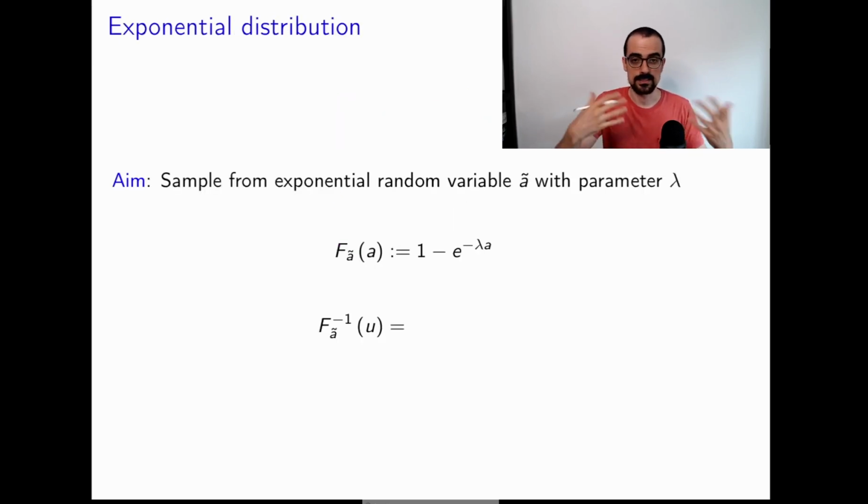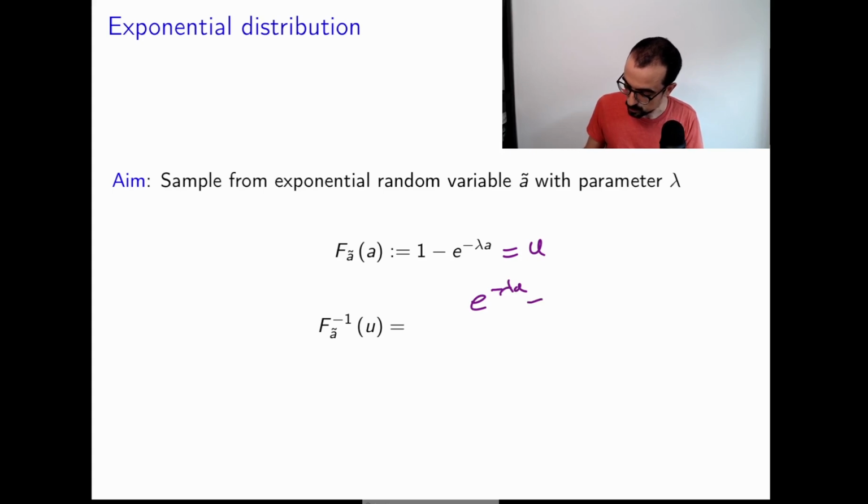Imagine that I have these uniform samples that I showed you at the beginning, and I want to generate an exponential with them, with parameter lambda. I look at the CDF, and now I have to take the inverse of the CDF. Okay, so let's say that this is going to be equal to u. So then e to the minus lambda a is equal to 1 minus u. So a is equal to minus 1 over lambda log of 1 minus u.